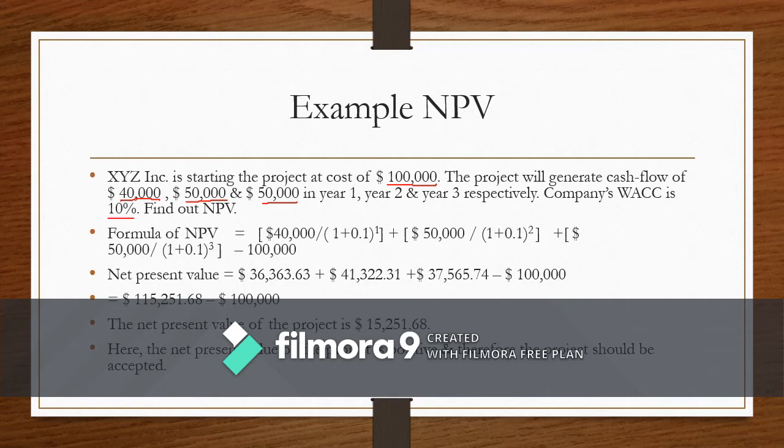be 10%. Substitute all the values into the formula and we can get the net present value of the project, which is $15,251.68. Here, the net present value of the project is positive and therefore the project should be accepted.